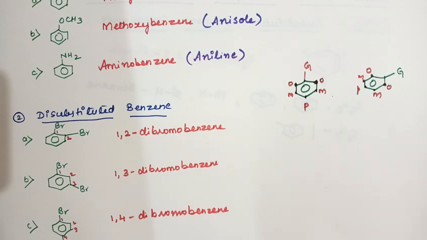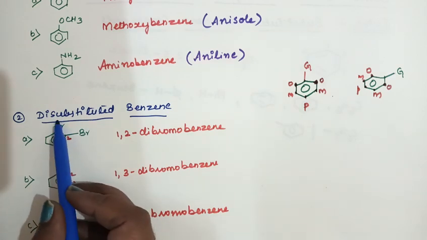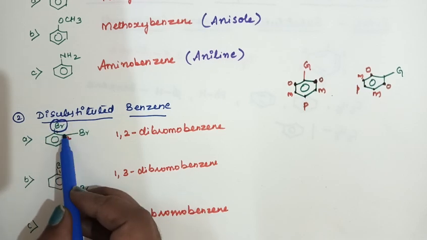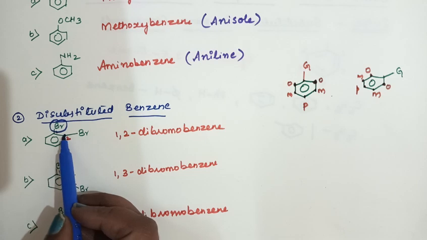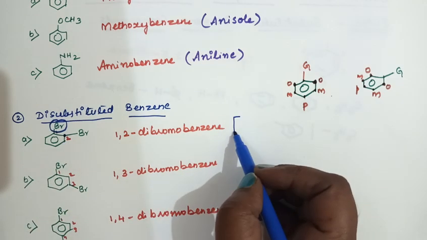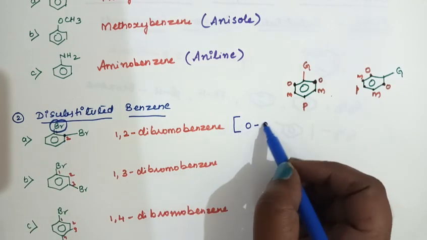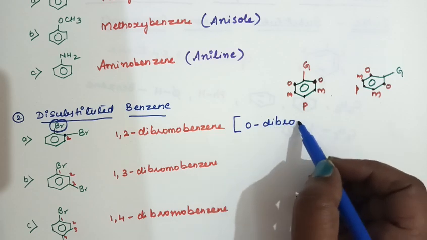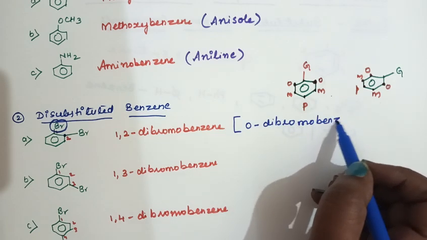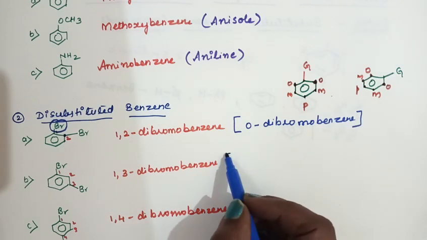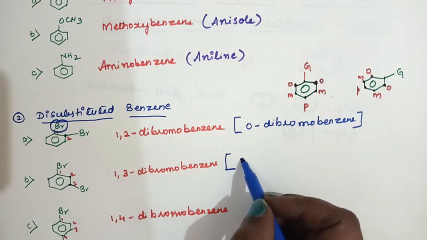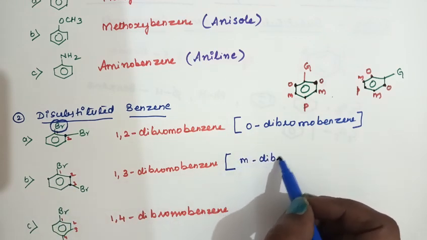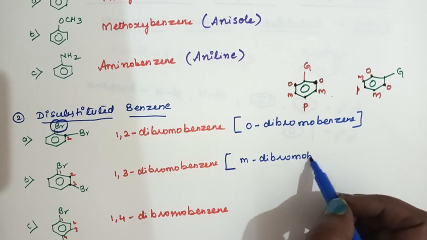So now coming to this. So here this is the group. So here this will be the ortho position. So since this bromo group is present in the ortho position, we can name this as ortho dibromobenzene. And here, this is ortho position and this will be meta position. So you will write it as meta dibromobenzene.